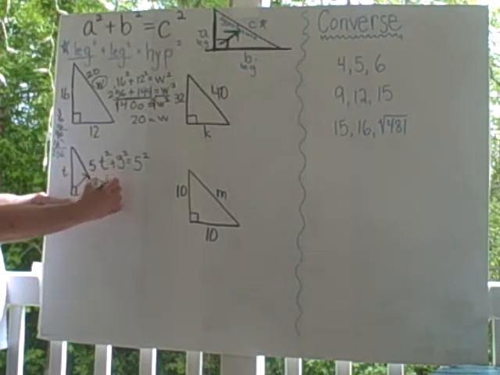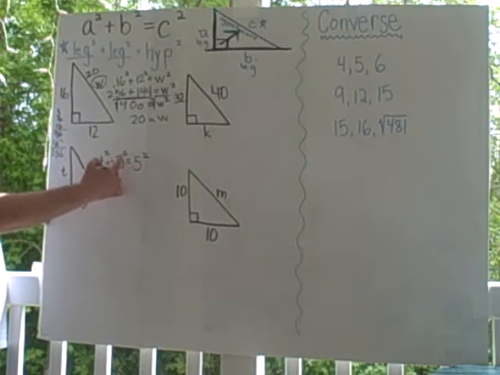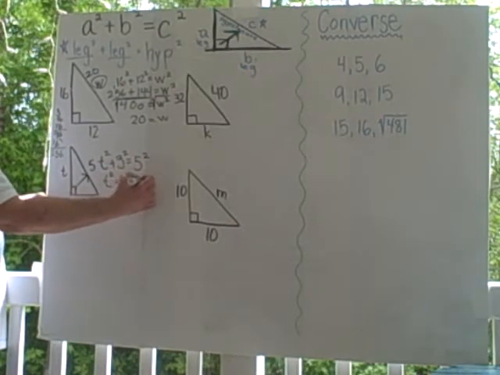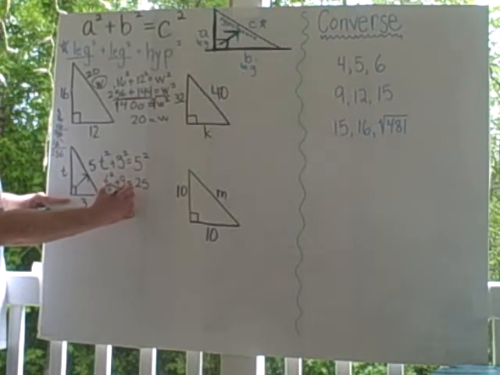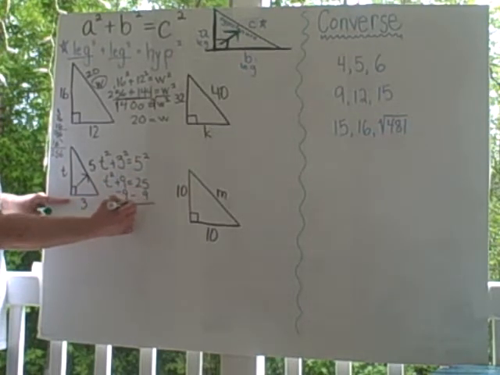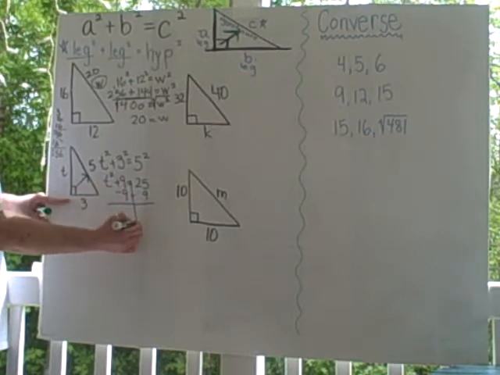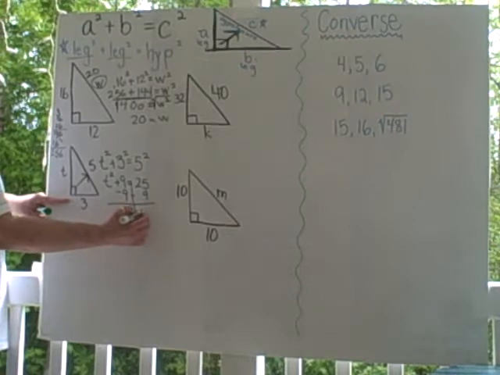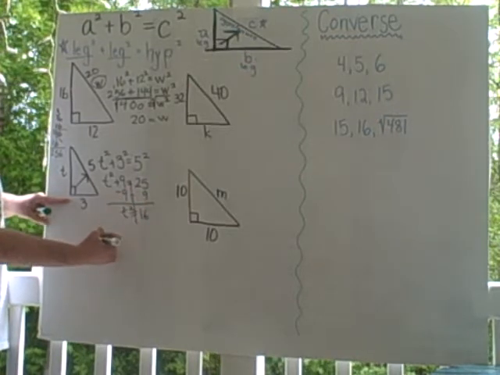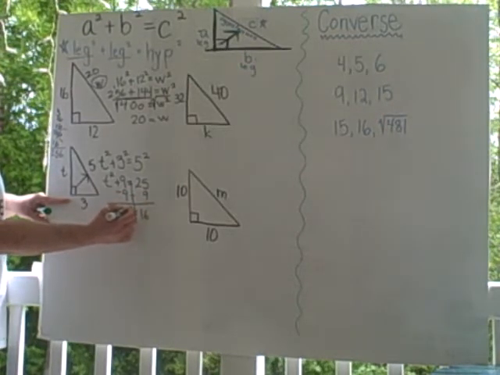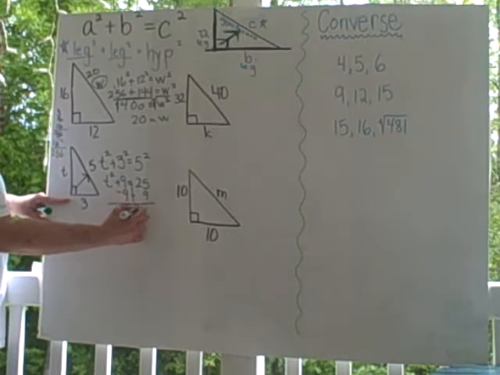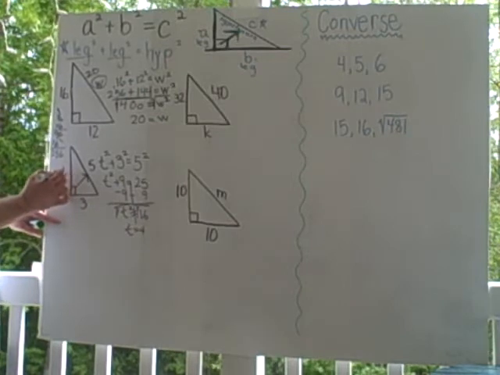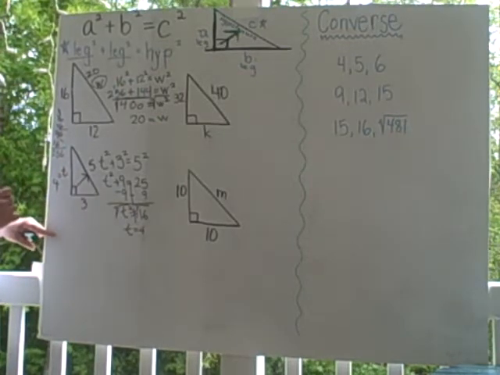T squared, I leave that alone. I don't know what it is. 3 squared is 9 equals 5 squared, which is 25. From there I subtract 9 from both sides of the equal sign, solving this equation, and I get t squared equals 16. 25 minus 9 is 16. Here, undoing the squaring operation with the square root, I get t is then equal to 4. T is equal to 4.